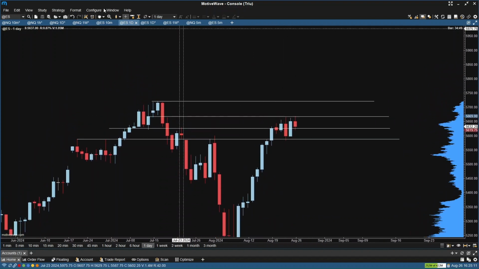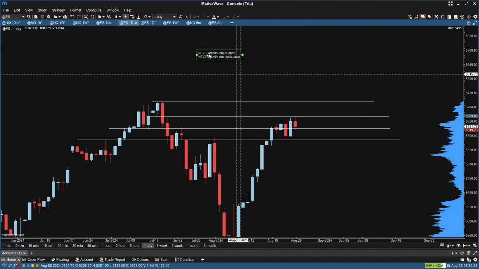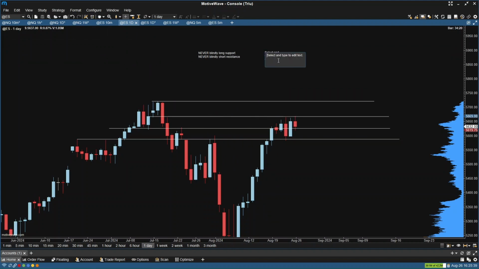The most important thing, the rules we go by. We have three main rules. These are the most important ones. Never blindly long support, never blindly short resistance. We'll see what this means soon. Next, second rule: short areas of previous support, long areas of previous resistance.